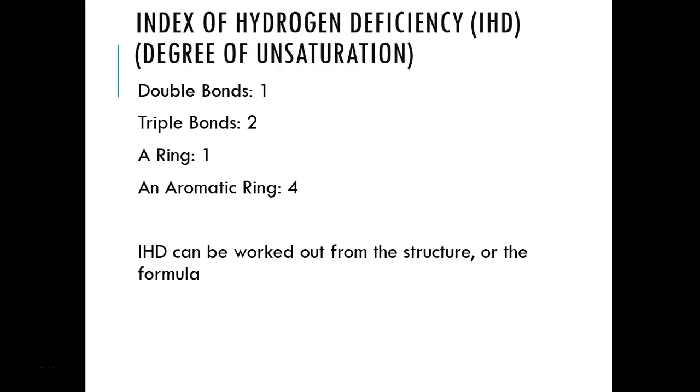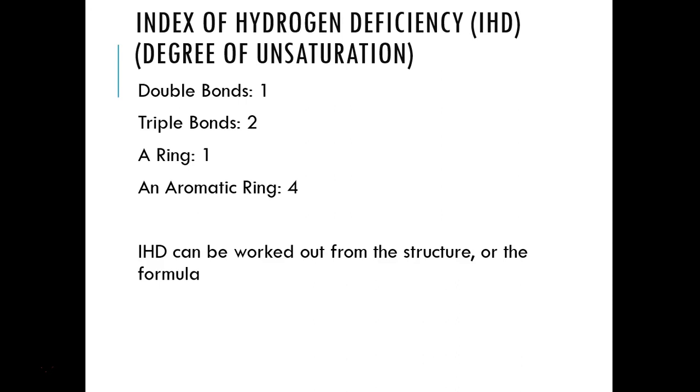Okay, the first thing we're going to talk about is the index of hydrogen deficiency, or the IHD, and this tells us about the degree of unsaturation that a compound has. Now, you probably recall that a saturated hydrocarbon has no double bonds or triple bonds, and an unsaturated hydrocarbon could have double bonds, triple bonds, or ring structures. Okay, a double bond is 1 degree of unsaturation, a triple bond is 2. A ring is 1, and an aromatic ring with alternating double bonds, like a benzene ring, is 4.